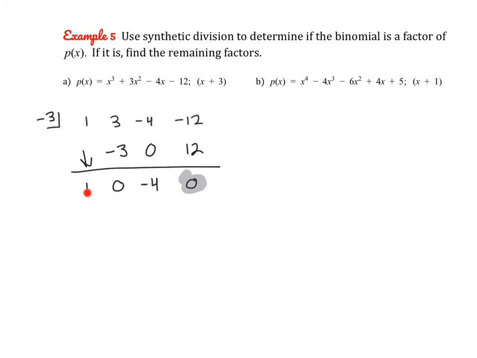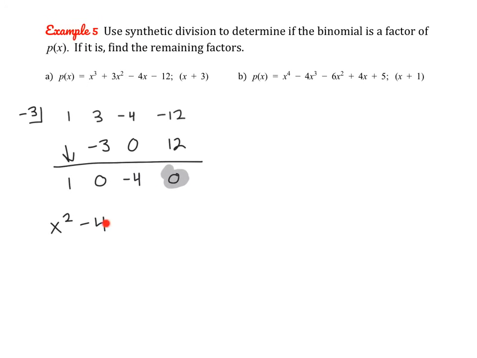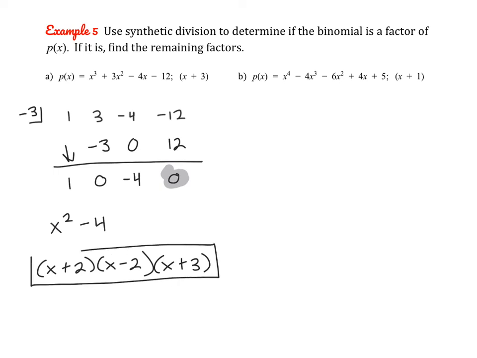So we started with x cubed, so this will be x squared. So we have x squared plus 0x minus 4. And then this, we know we can factor more using difference of two squares. So this becomes x plus 2 times x minus 2. And then, of course, we have that original factor which we checked, which was x plus 3. So now this polynomial is completely factored. Again, we're looking for a 0 remainder, and then we look at what we have left to see if it can be factored more.